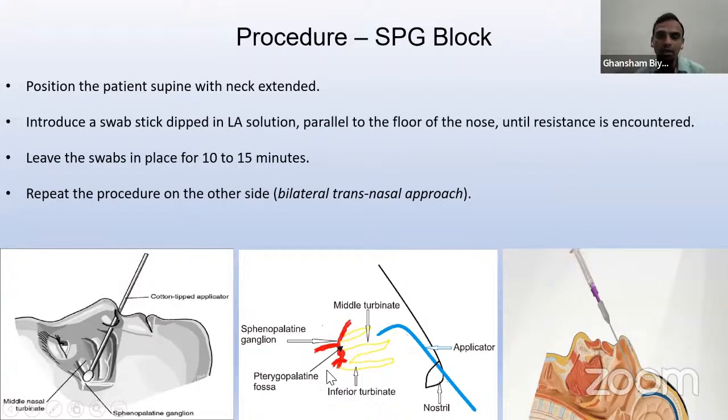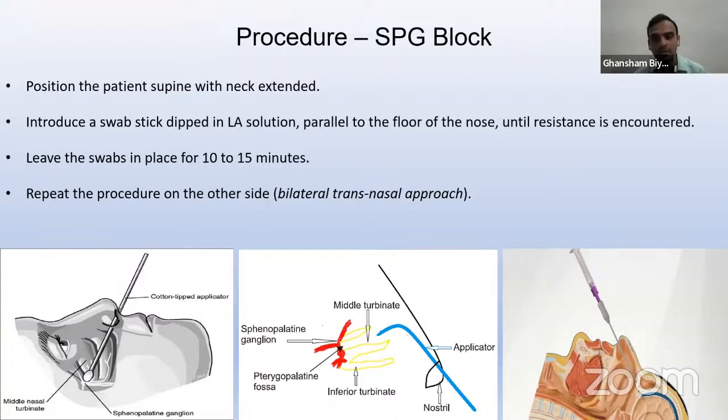So you just need to take a swab stick which is dipped in either a local anesthetic, 4% lignocaine viscous is most commonly used, and you pass the stick parallel to the floor of the nose until you feel a resistance. That is the point where you are probably hitting the pterygopalatine fossa, and you leave the swab in place for about 10 to 15 minutes, and you have to repeat the procedure on the other side. So this is a bilateral transnasal approach for the sphenopalatine ganglion block.